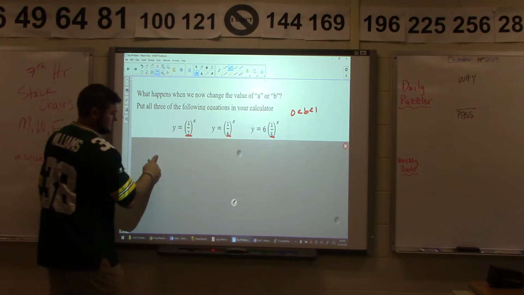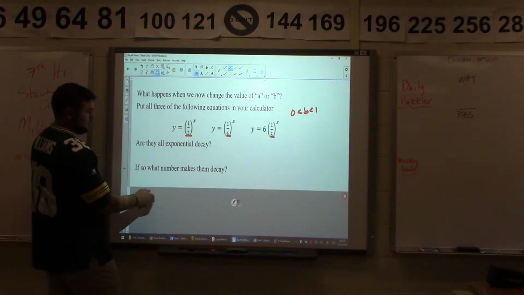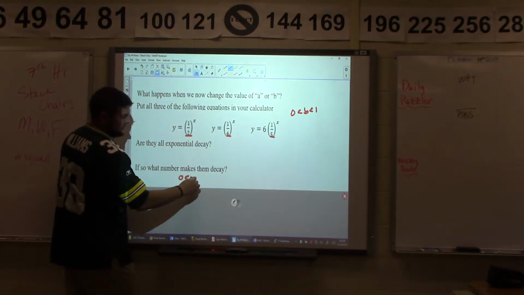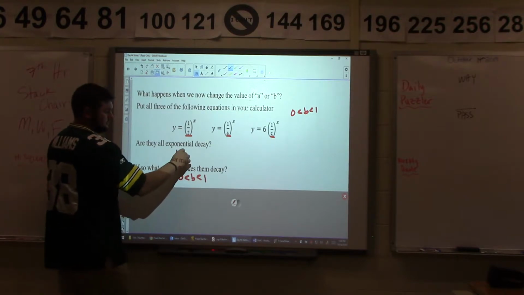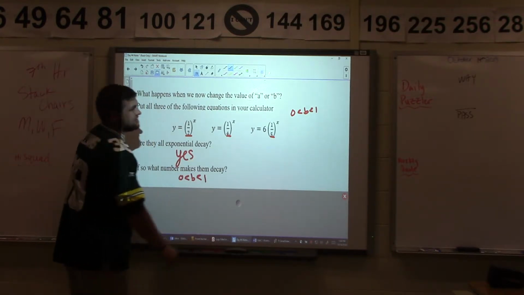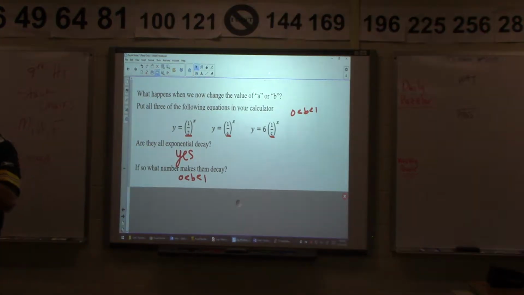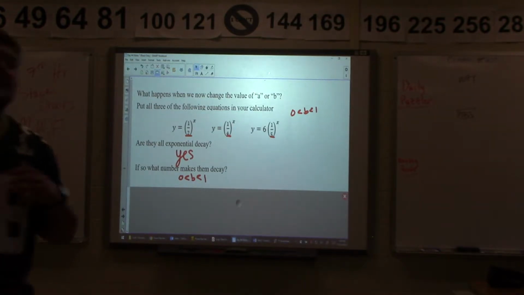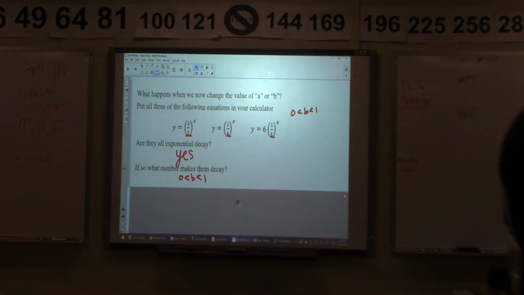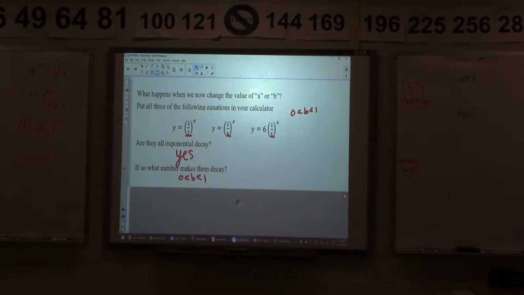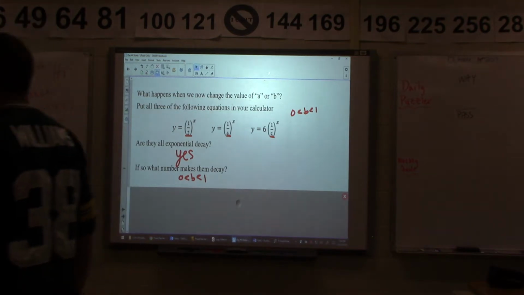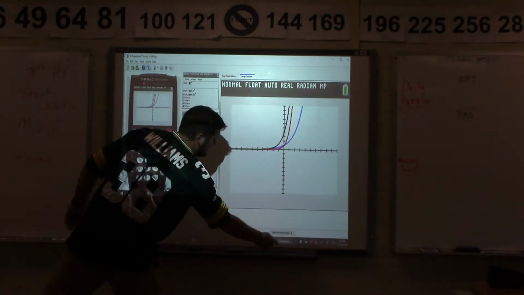Actually, I think that's one of the questions here. What number makes them decay? Well, b being between 0 and 1. Okay, I want you to go ahead and once again put those in your calculator. I just want you to get used to putting these in your calculator and seeing them on your graph. So like I said, on something really important, you may have to match certain graphs with equations. But what do I know, right? So I want you to try and put them in there. I'll put them in on mine.